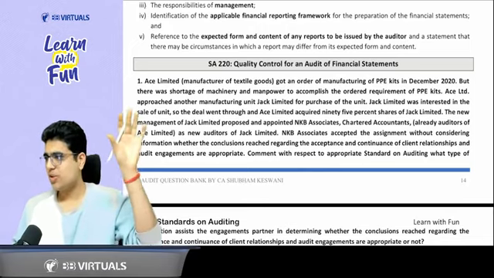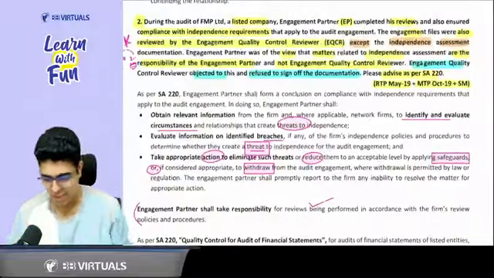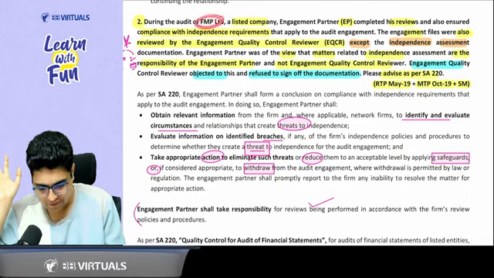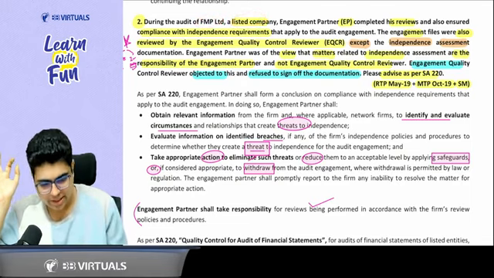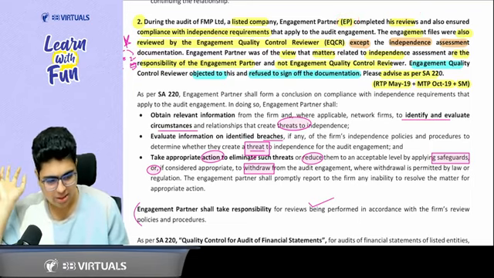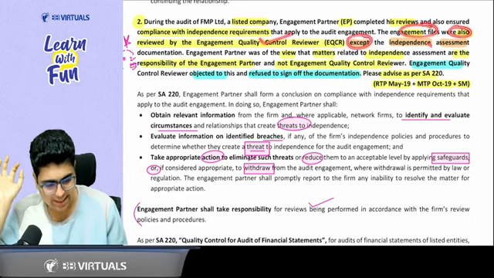Now please come to your question bank part of SA 220. It also has some good questions of EQCR. That is question number 2. Question number 2 says: during the audit of FMP Limited, which is a listed company, the engagement partner has completed the review and complied with the independence requirement. Engagement files were also reviewed by EQCR except independence.